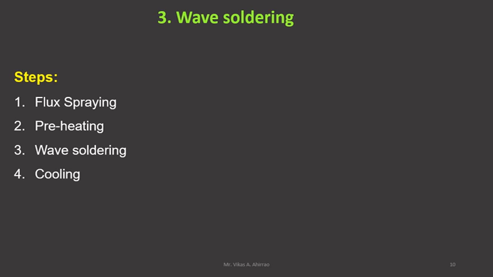And the last step is the cooling step. Once the PCB passes over the solder wave, the temperature will be very high, usually slightly greater than the melting temperature of the solder metal, and to prevent any of the components from falling, we have to cool the PCB very quickly.